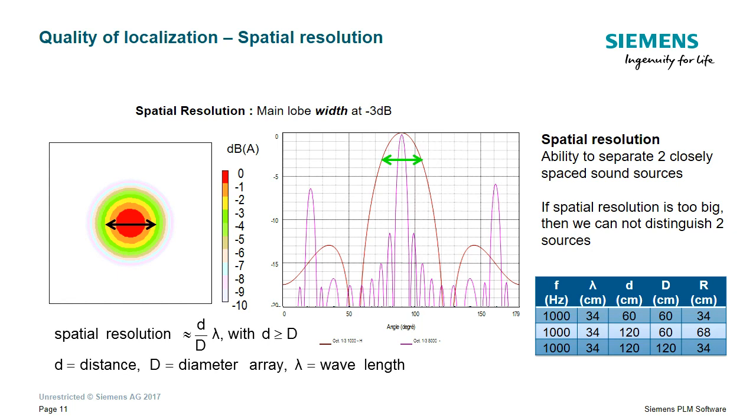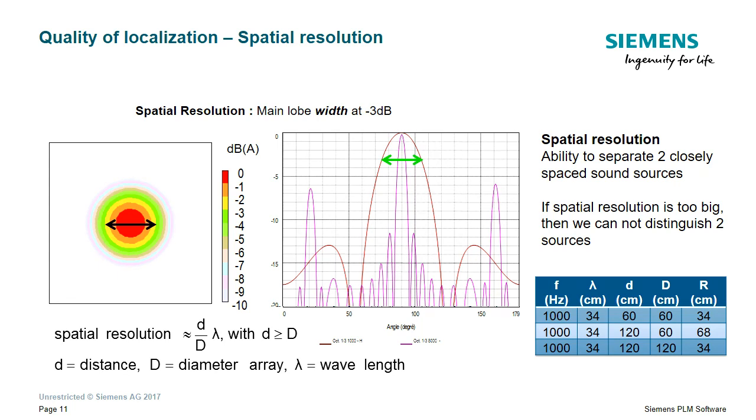On the right, I have a small table with some examples. So if you take 1000 hertz, that has a wavelength of about 34 centimeters. So if you have an array of 60 centimeters and a distance of 60 centimeters, you will see that you have a spatial resolution of 34 centimeters. That also has an impact for this specific frequency on what you can still localize and what you cannot localize. If your component is like a small object, like a hairdryer, the hairdryer is already smaller than the 34 centimeter spatial resolution. So on a small object at 1000 hertz with beamforming, you don't get that good of a result.